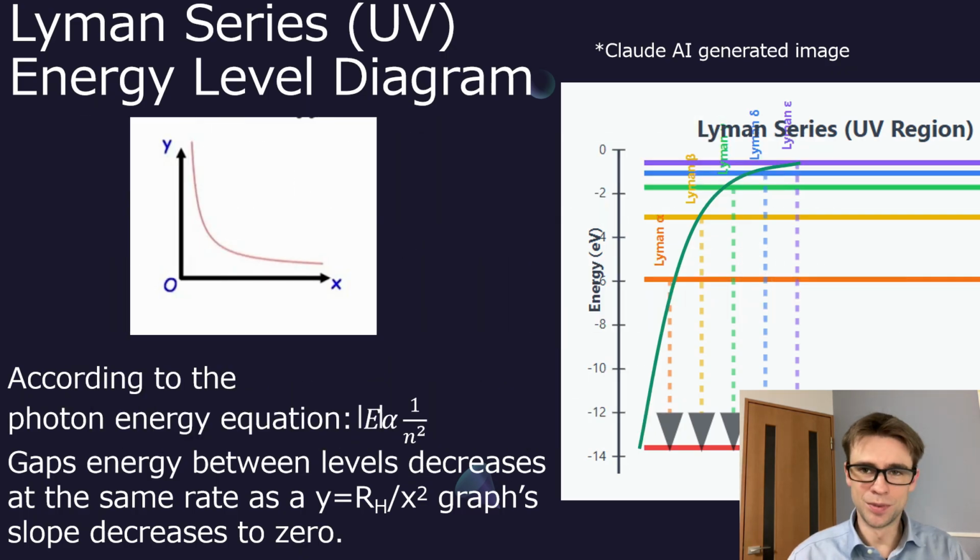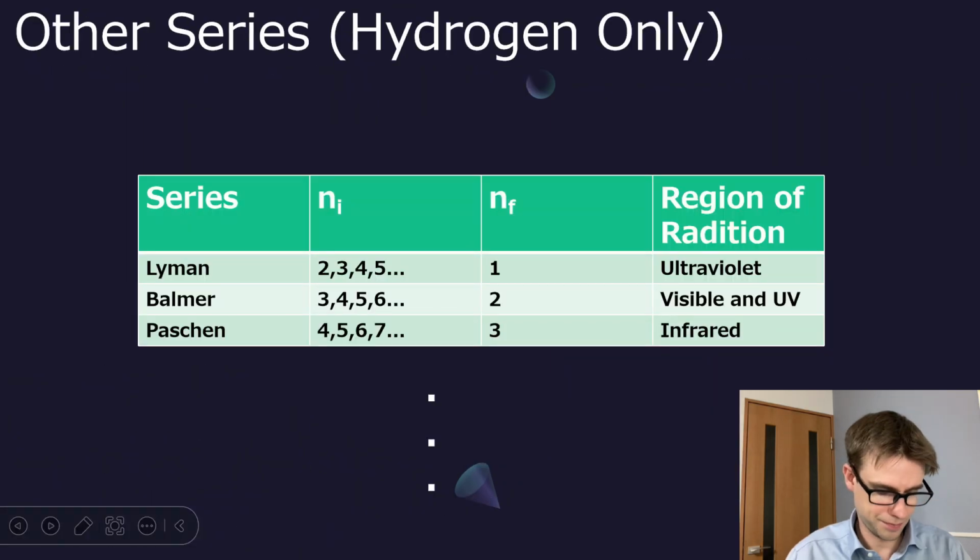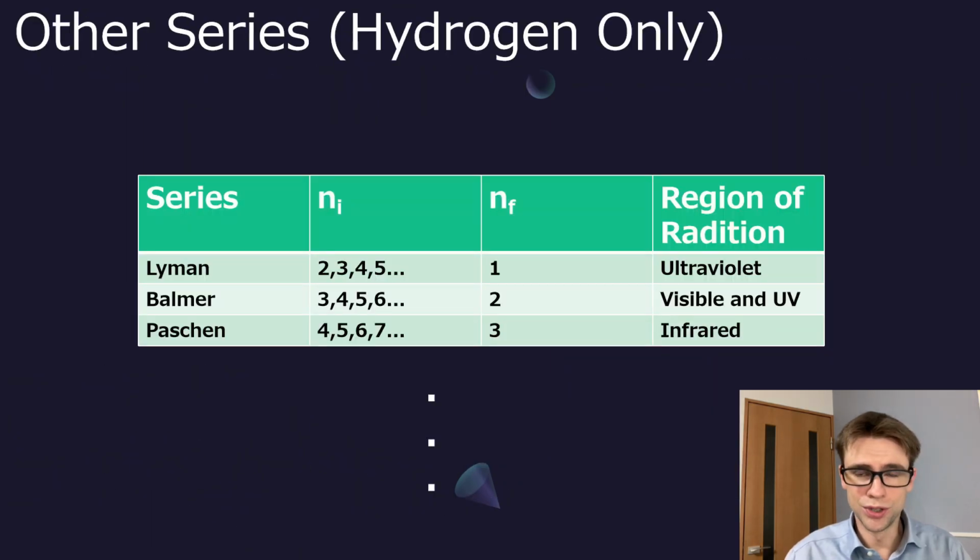Okay, so we've seen a visible light series to n equals 2. We've seen a Lyman series, ultraviolet. And you actually need to know the names of these and what they represent. So the Lyman series is n equals 2 or 3 or 4 or 5 up to infinity. It goes down to n equals 1. The region of electromagnetic radiation is then ultraviolet.